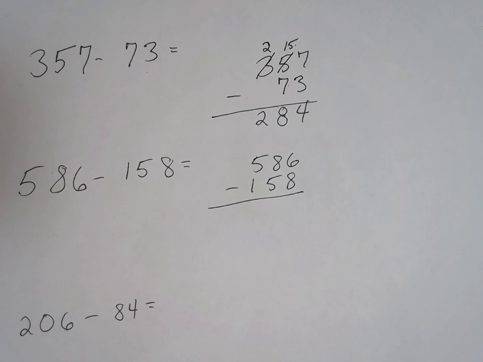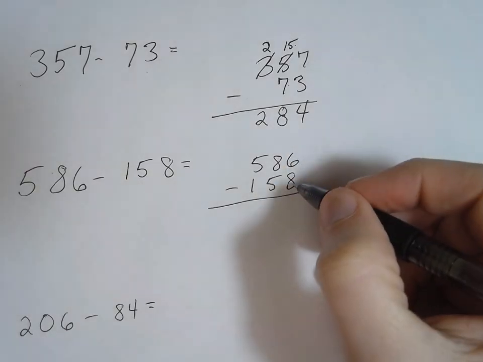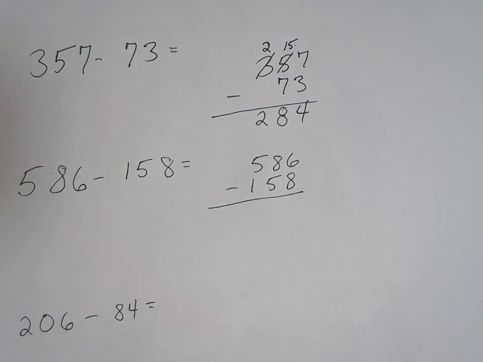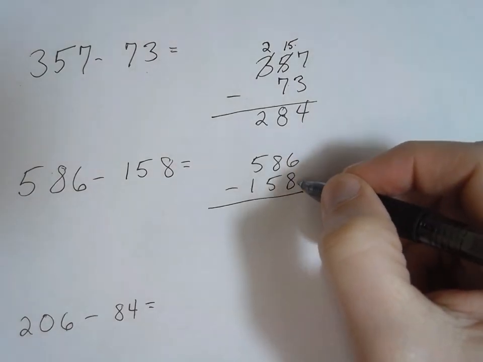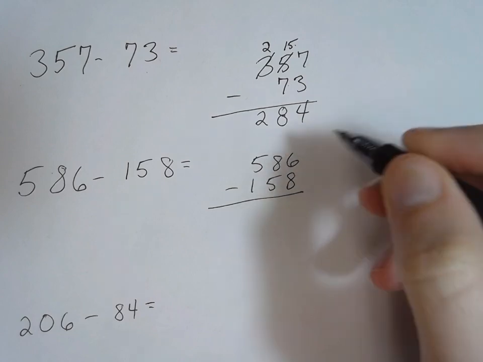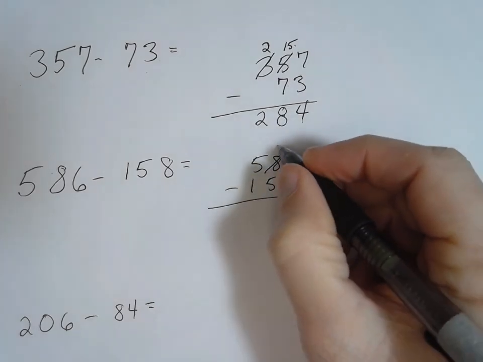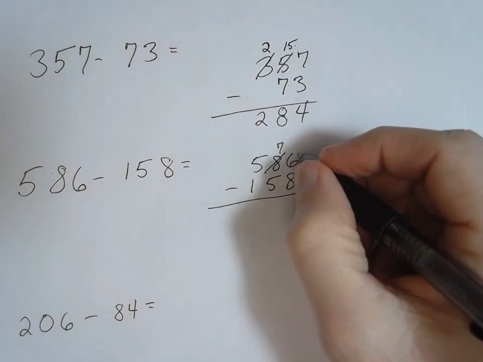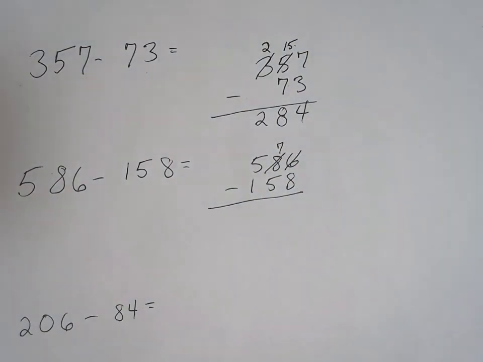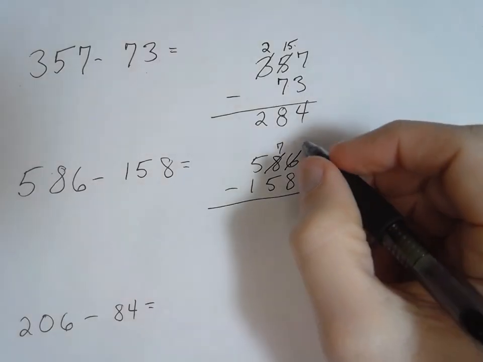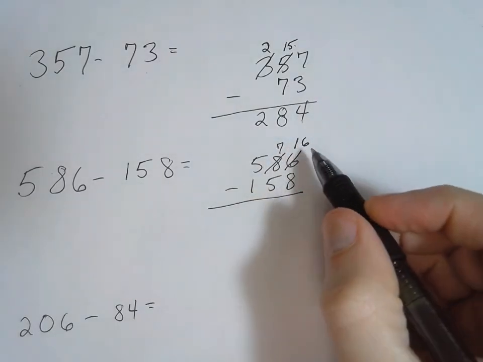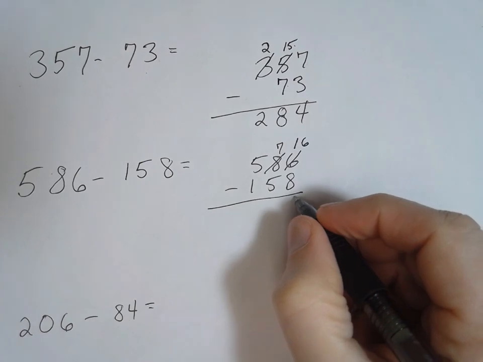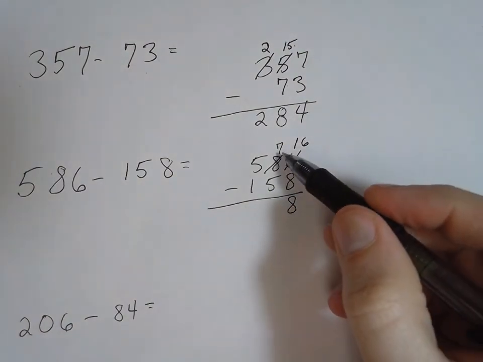Can I do it? 6 minus 8, I cannot do it, because if I have 6 cookies, I cannot possibly give someone 8 cookies. So this person needs to go to their neighbor and borrow. They take one package, so the 8 becomes a 7, and the 6 gets all the cookies in that package. There's 10 cookies, so the 6 becomes a 16. 16 minus 8 is 8, and I move on to the next column.